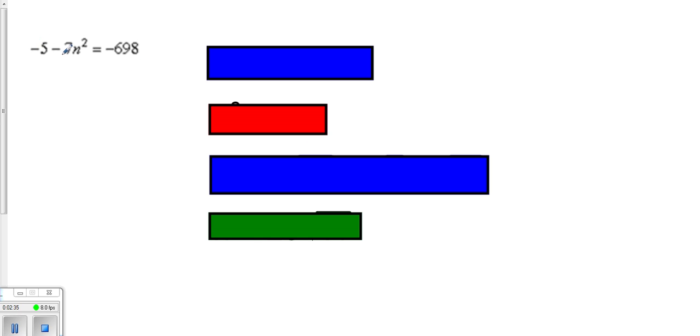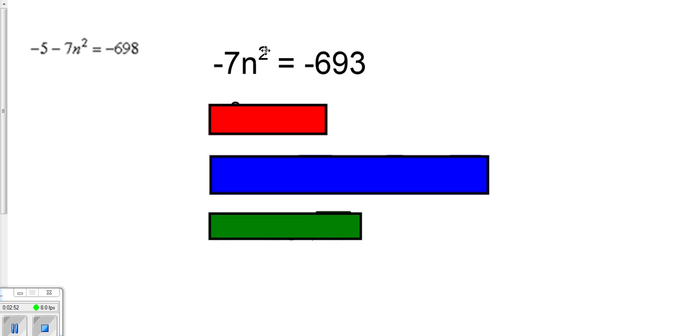For this one, negative 5 minus 7n squared equals negative 698. We still need to get it in the form where the n squared term is all alone. So first off, we need to add 5 to both sides. When we do that, we get negative 7n squared equals negative 693. We added this 5 onto both sides to get rid of it there. This negative 7n means that it's negative 7 times n squared. So from this point, we need to divide both sides by negative 7 to get that n squared alone. So n squared equals 99.